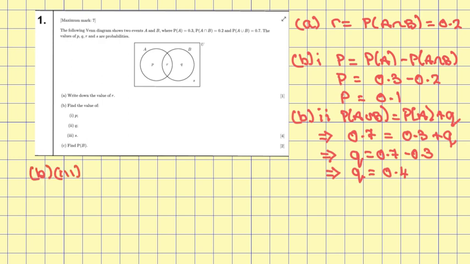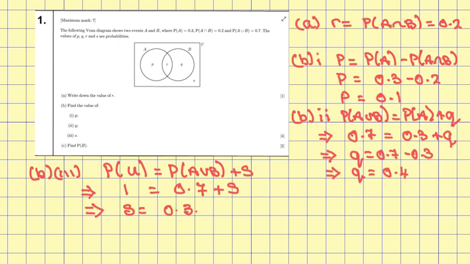B part 3. Find the probability of S. We're going to use the fact that the probability of the whole union, all of it, is equal to the probability of A union B plus S. Therefore, 1 is equal to 0.7 plus S. Therefore, S is equal to 0.3.